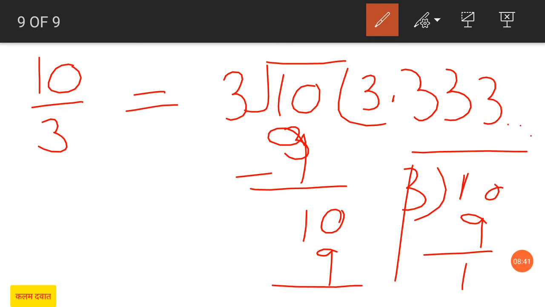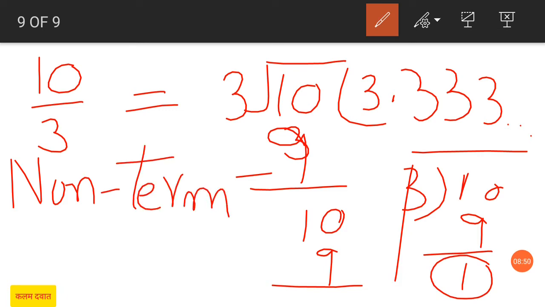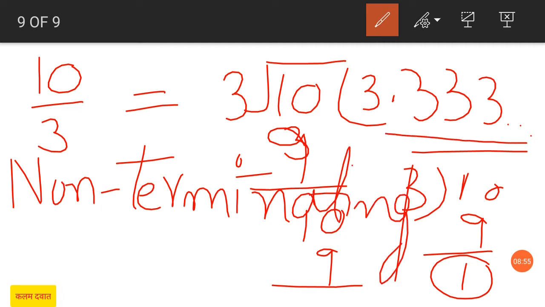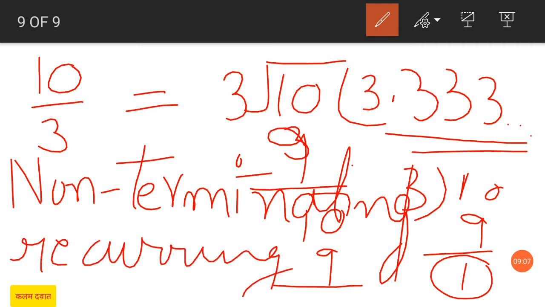So what we have concluded is that this is non-terminating, because the remainder is never 0. And the second thing is, these digits are repeating themselves. 3 3 3 are coming one after another, so this is non-terminating plus recurring, meaning repeating. So the second case says that the decimal expansion can be non-terminating and recurring.